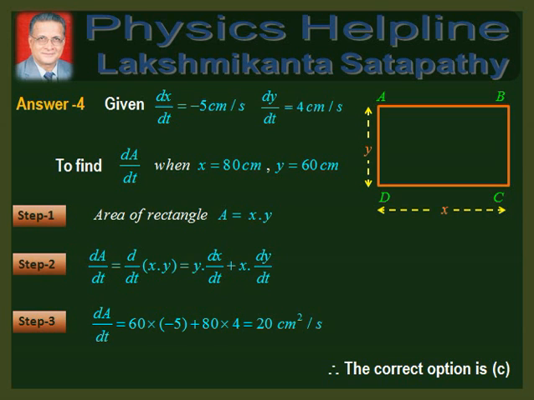In the third step, we put the values of x, y, dx by dt and dy by dt, which gives dA by dt is equal to plus 20 centimeters square per second. This means that area of the rectangle increases at the rate of 20 centimeters square per second. Therefore, the correct option is C, which is the answer to question 4. This completes the answer to the question.